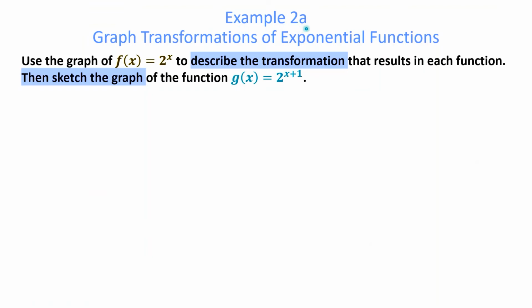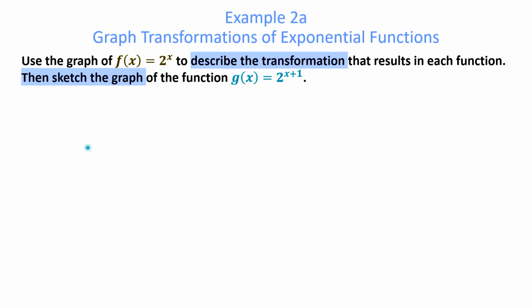So in example 2a, we're asked to use the graph of f of x equals 2 to the power of x to describe the transformation that results in each function. Then sketch the graph of the function g of x is equal to 2 to the power of x plus 1. Now, first thing to notice is that the bases are the same. The only thing that differs are the exponents. So here we have x, and here we have x plus 1.